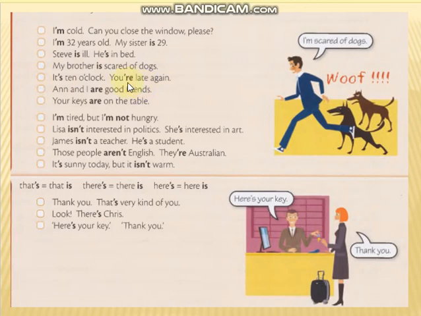It's 10 o'clock. You're late again. Anne and I are good friends. Your keys are on the table. I'm tired, but I'm not hungry. Lisa isn't interested in politics. She's interested in art. James isn't a teacher. He's a student. Those people aren't English. They are Australian. It's sunny today, but it isn't warm.